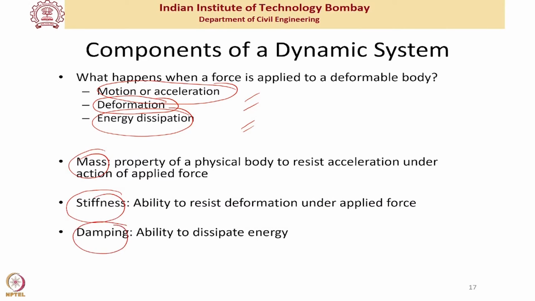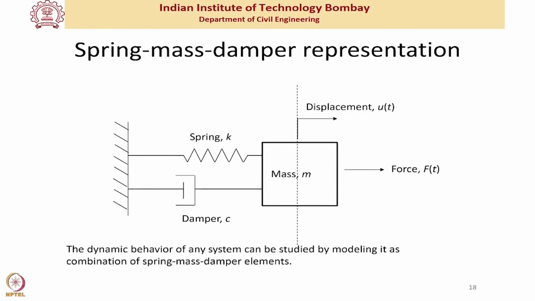So the simplest representation of a dynamic system is a spring mass damper system, and this is called a spring mass damper representation. If this system is acted upon by an external force F(t), there would be a response, which here is displacement. So I can say the dynamic behavior of any system can be studied by modeling it as a combination of spring mass damper systems.